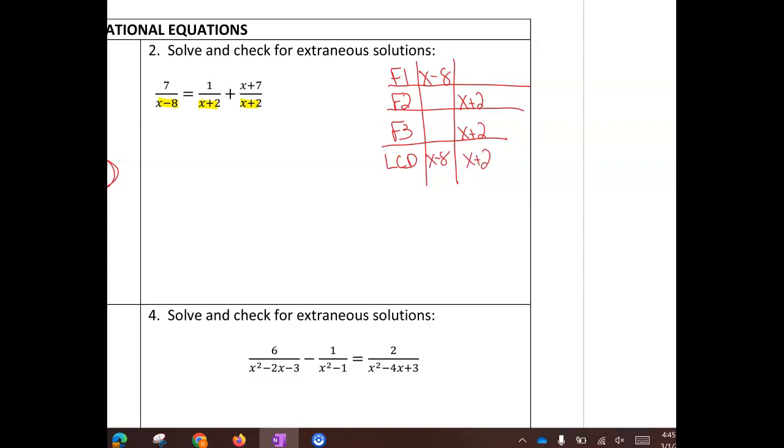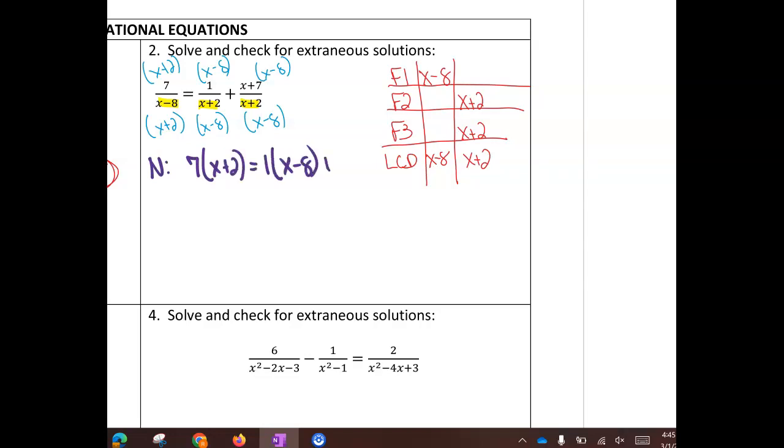Let's give our denominators what they need. So the first one needs an x plus 2, and the next two need an x minus 8. And now whatever I did at the bottom, I'm going to do to the top. And now that all the denominators are the same, we are going to let that denominator go and worry about our numerators. So, and I'm going to write right into this table.